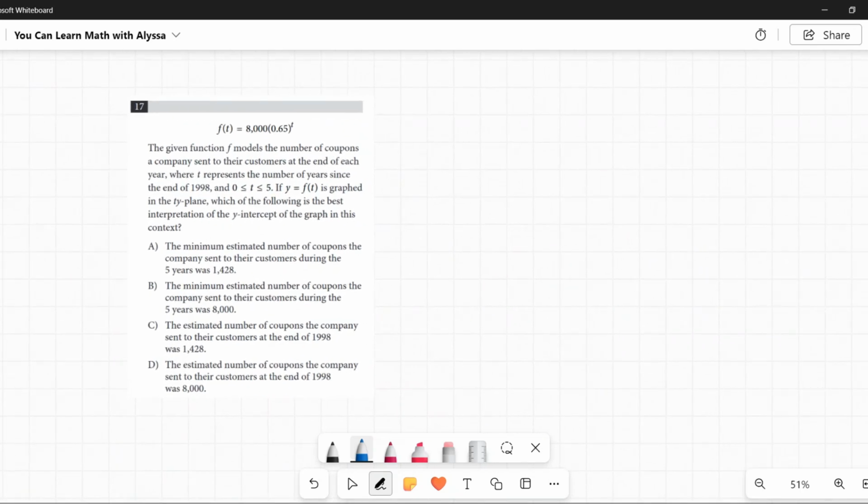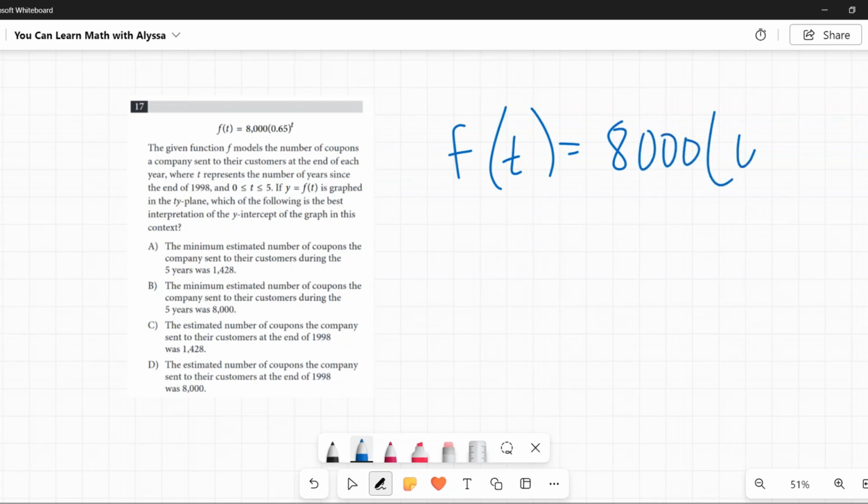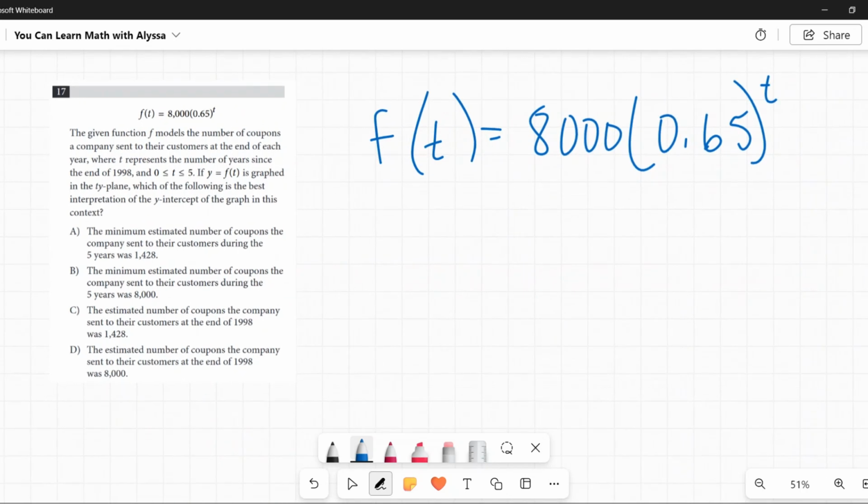Number 17. F of t equals 8,000 times 0.65 to the power of t. Okay, F of t, and I wrote x. The given function f models the number of coupons a company sent to their customers at the end of each year, where t represents the number of years since the end of 1998. Okay, so make a little note here. This is years. Okay. And 0 is less than or equal to t is less than or equal to 5.